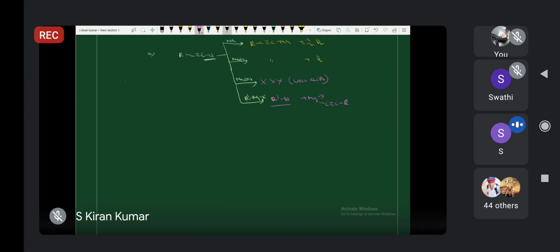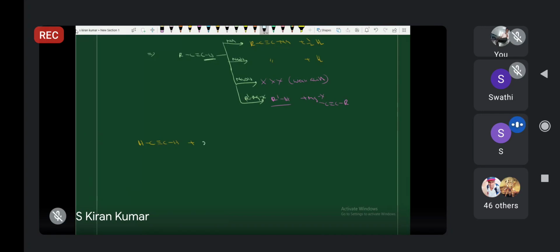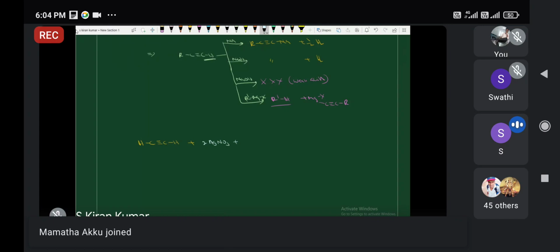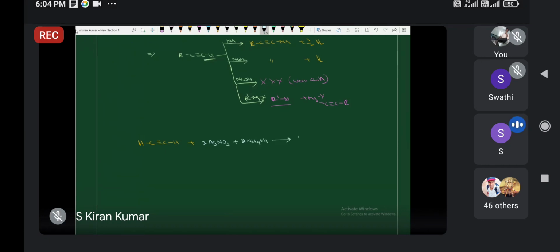Next, acetylene, HC triple bond CH. When acetylene reacts with 2 moles AgNO3 plus 2 moles ammonium hydroxide, it forms, what does it form? Silver acetylide here.